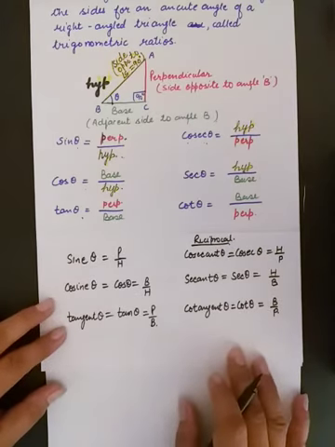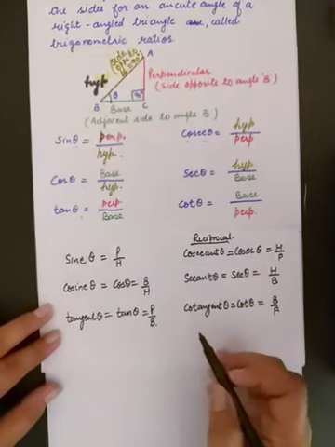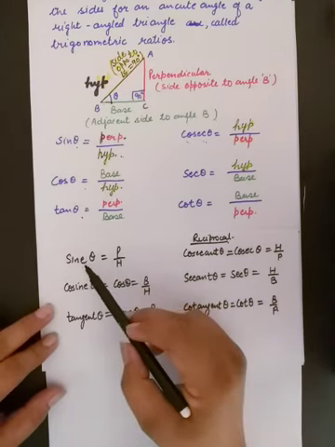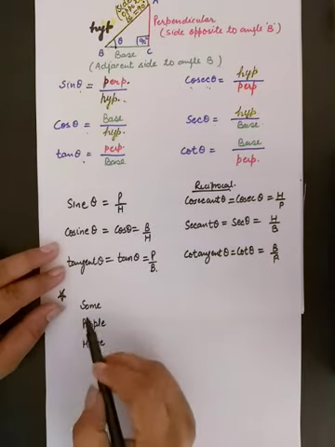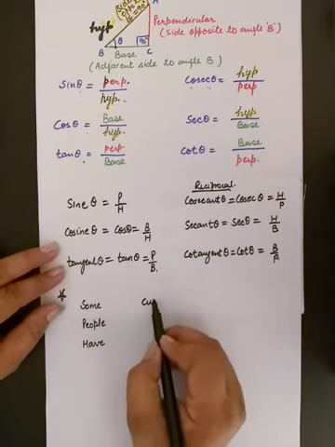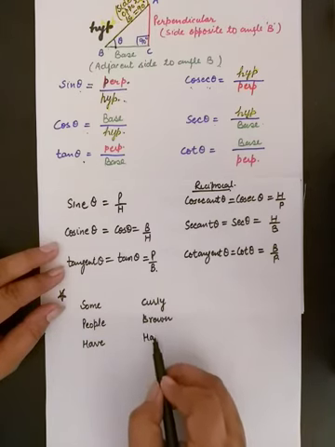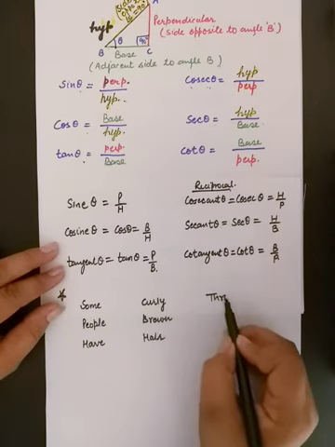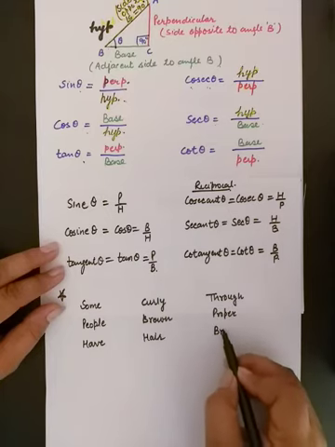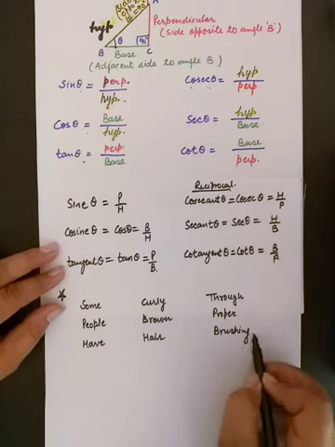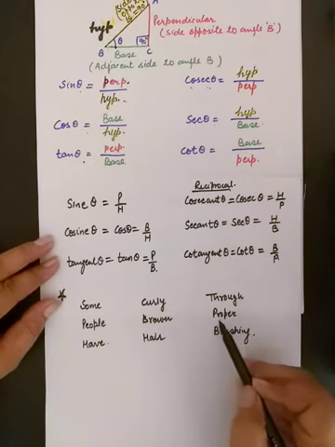So students, you can learn a very easy line to remember these t ratios, meaning which division gives which t ratio. You can learn it very easily by this one. We can learn: Some people have curly brown hair through proper brushing. Again I am repeating it: Some people have curly brown hair through proper brushing.